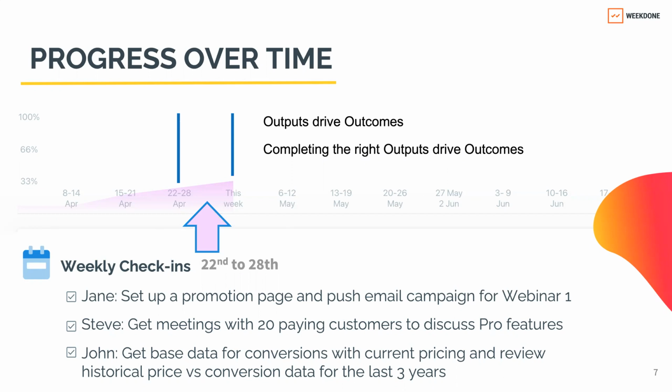Now, below here we said Jane set up a promotion page and push email campaign for webinar 1. That maybe drove something forward, or maybe it didn't work. It's not just about completing the right plans. That is the point of having good key results. Completing the right outputs drives the outcomes, and that's what you're looking for every week. Did we make the progress? Did we have the right plan set? Did it drive the OKRs forward?